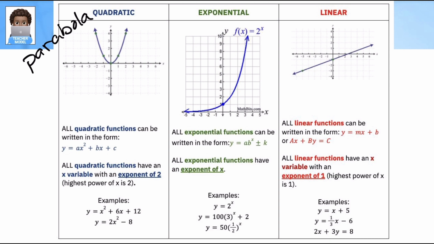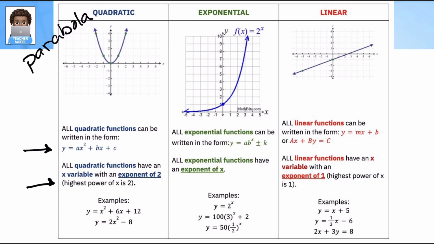predict it. They are written in this format when simplified: ax squared plus bx plus c. That's the standard for quadratic functions. And again, recognizing that they are to the second degree, meaning x to the second power is the highest degree.